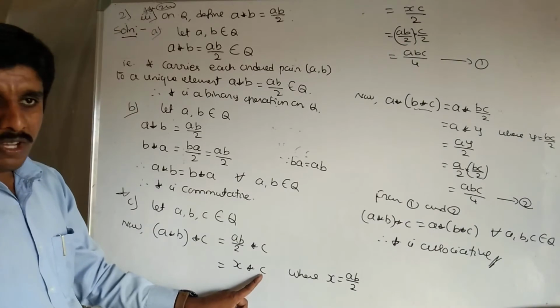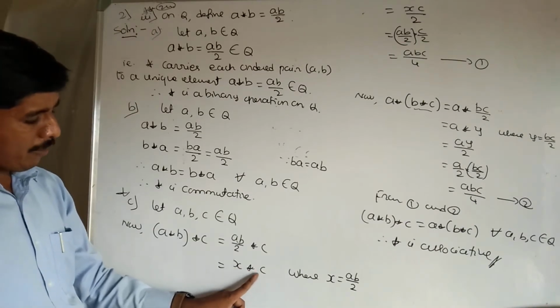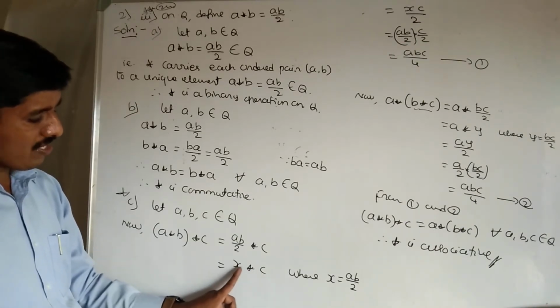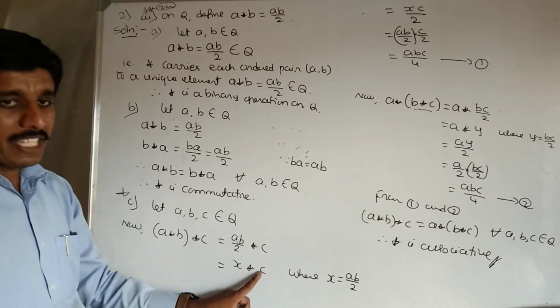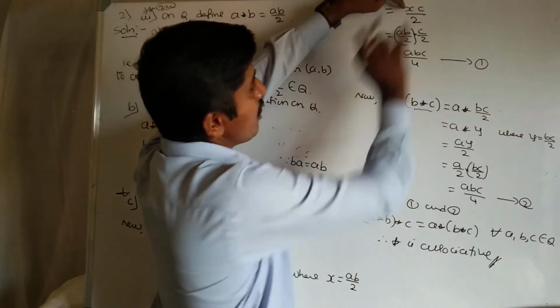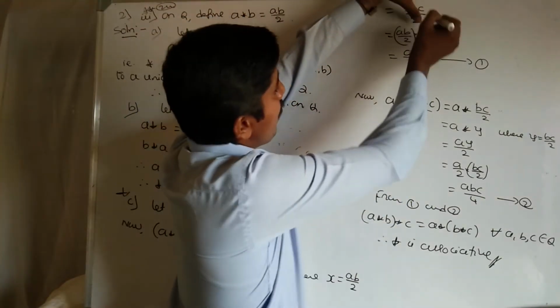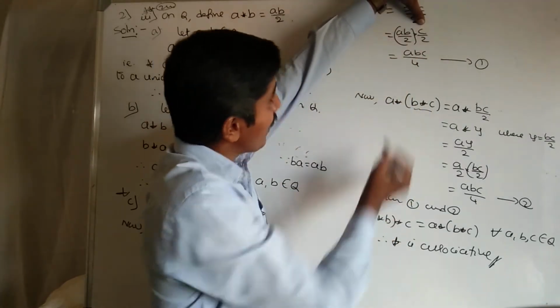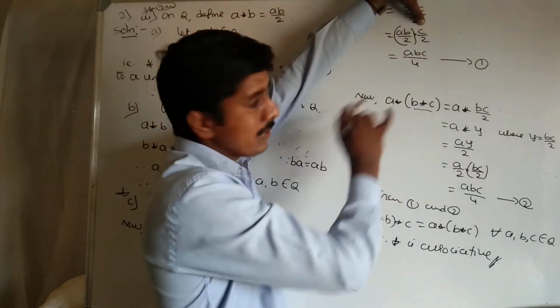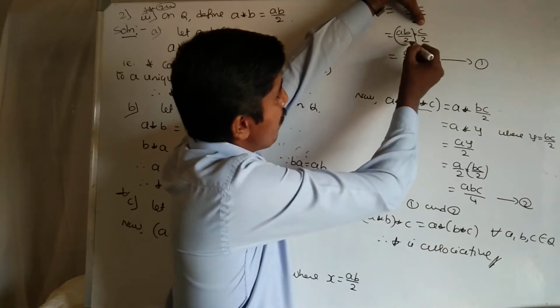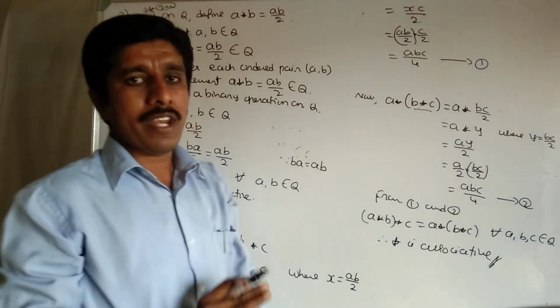x star c. Now define the binary operation. Here x star c is x into c divided by 2. Here c by 2 is taken as it is. Substituting the x value directly, ab by 2, we get abc divided by 2 into 2, called equation 1.